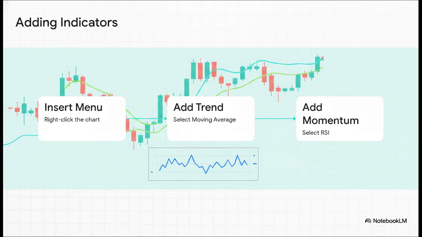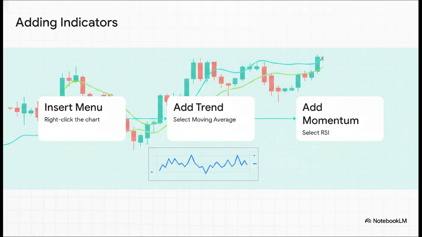First, right-click anywhere on your chart, select Insert, and go to Indicators. Next, you'll want to add a trend indicator, specifically a moving average. You'll typically use a 50 or 200 period. This shows the average price over the last 50 or 200 candles, totally smoothing out the noise so you can spot the true trend. Finally, go back to Insert, Indicators, select Momentum, and add the Relative Strength Index, or RSI.